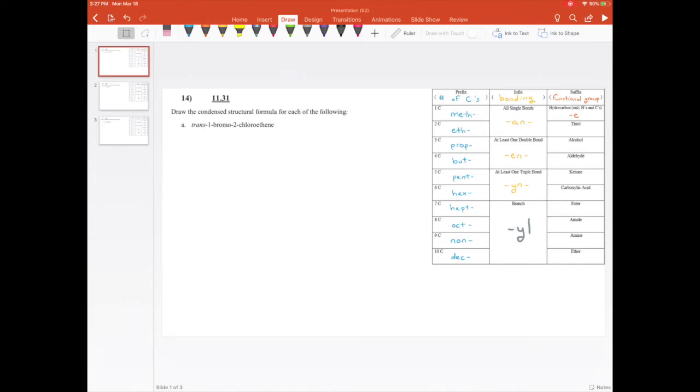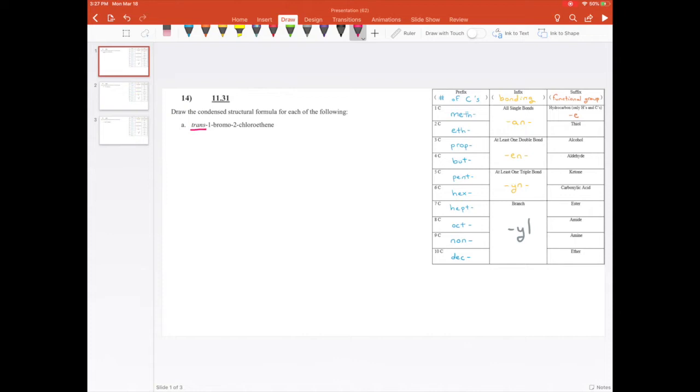In this problem, they're giving you the name for a molecule and they want you to draw the structure. The first thing is to start with the backbone. The unique thing about these problems is that they are including a cis or trans prefix. So here we can see that this is trans.